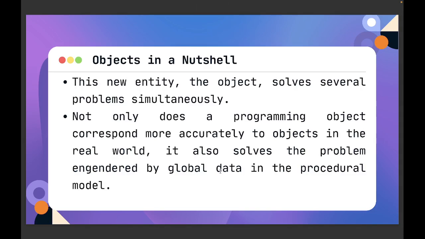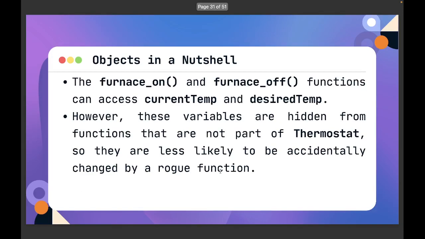So this new entity, the object, solves several problems simultaneously because you have ready-made code that you can just use. That doesn't mean we only use already created ones directly in the program. We can also create our own objects that will behave in a certain way. Not only does a programming object correspond more accurately to objects in the real world, but it also solves the problem engendered by global data in the procedural model. So that's its example.